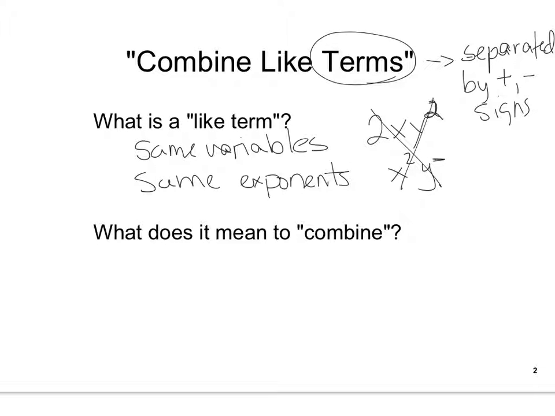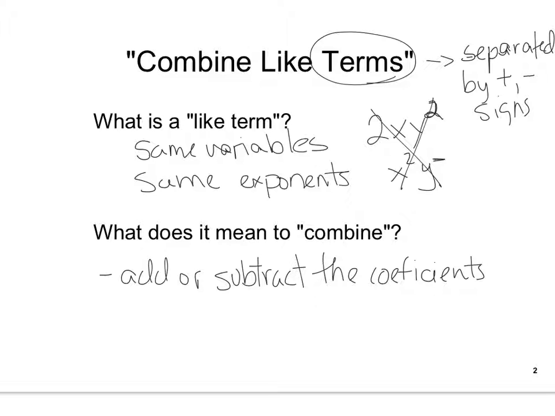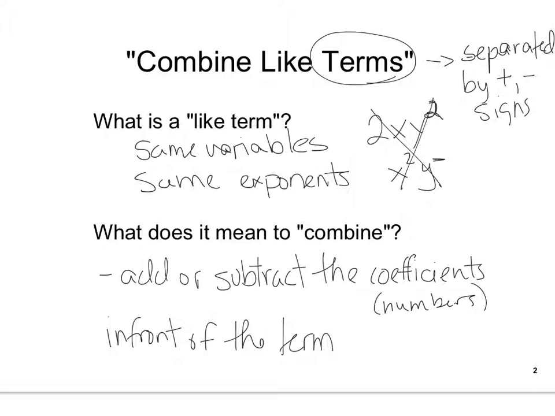Okay, what does it mean to combine? Combine means to add or subtract the coefficients. I don't think I'm spelling that right for some reason. Maybe there's 2 F's. I don't know. The coefficients, or the numbers in front of the term. Okay, so notice nothing about changing exponents. It's just add or subtract the numbers.